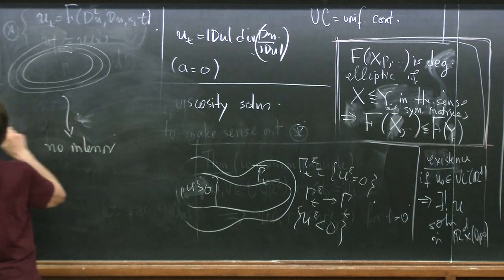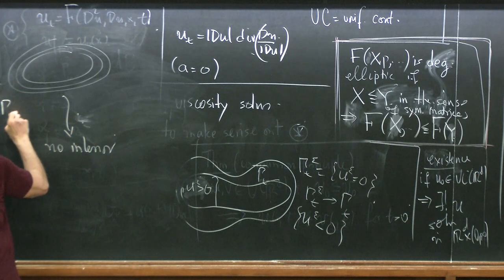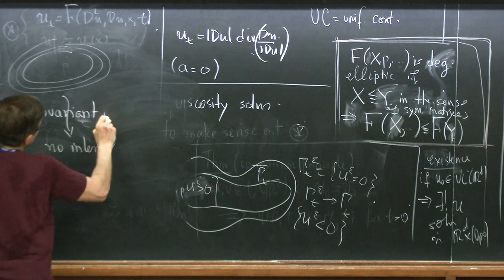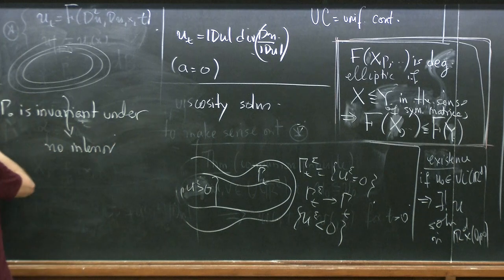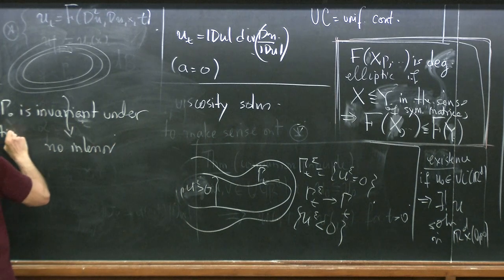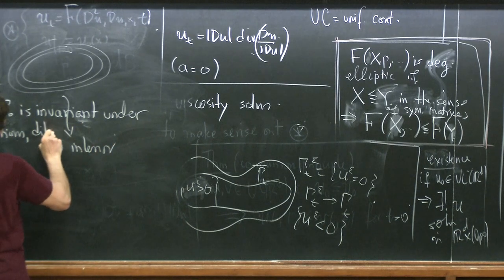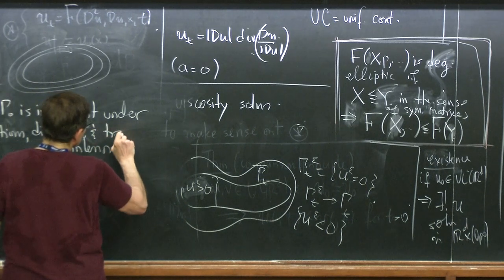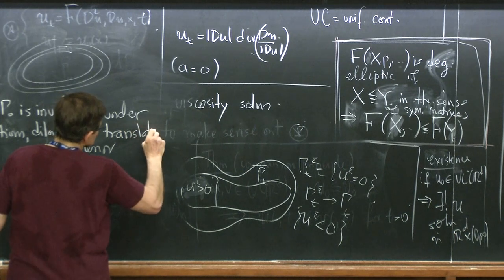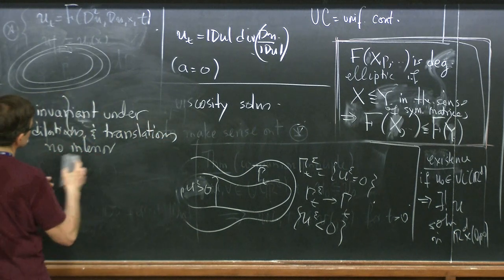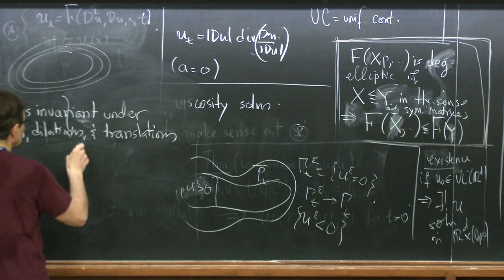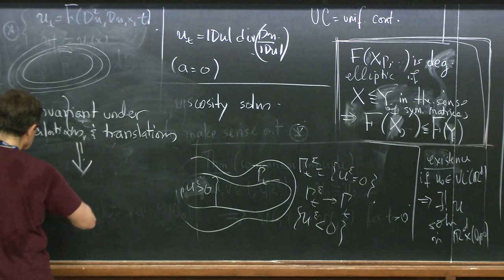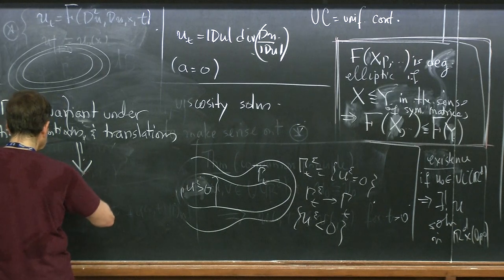So if gamma zero is invariant under rotations, dilations, and translations in space-time, it is then okay.